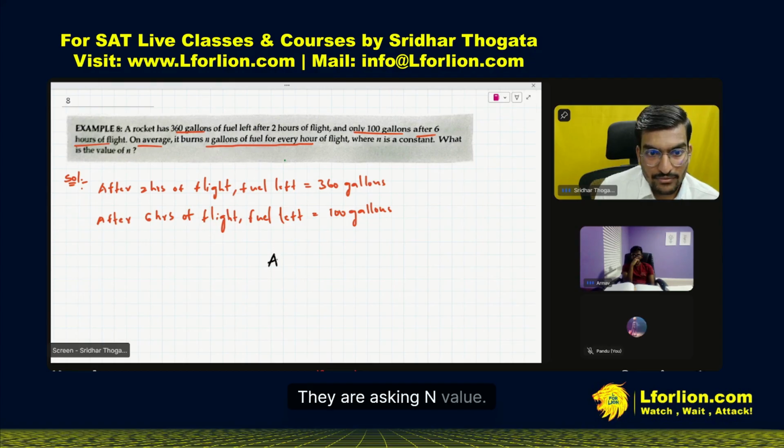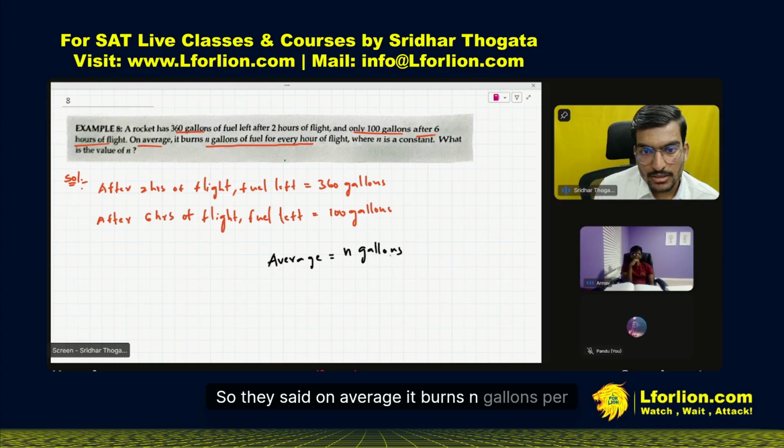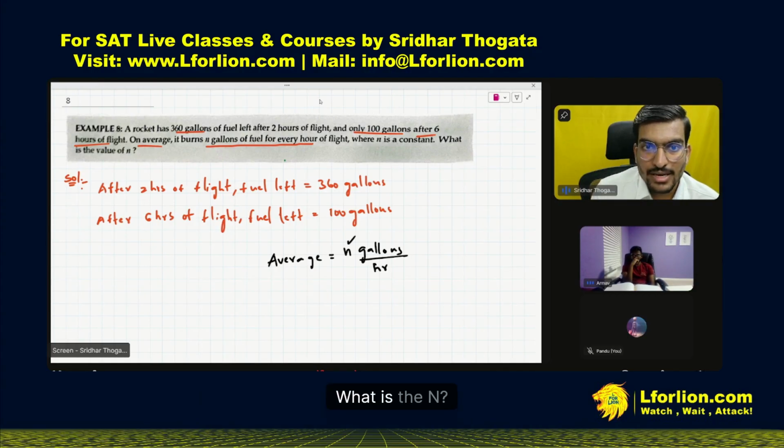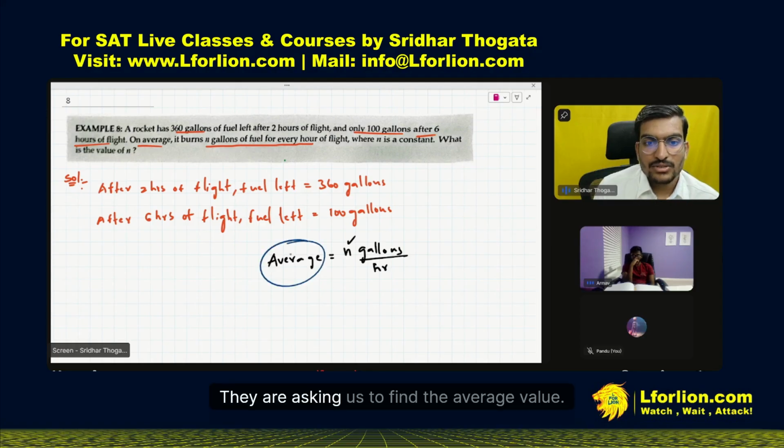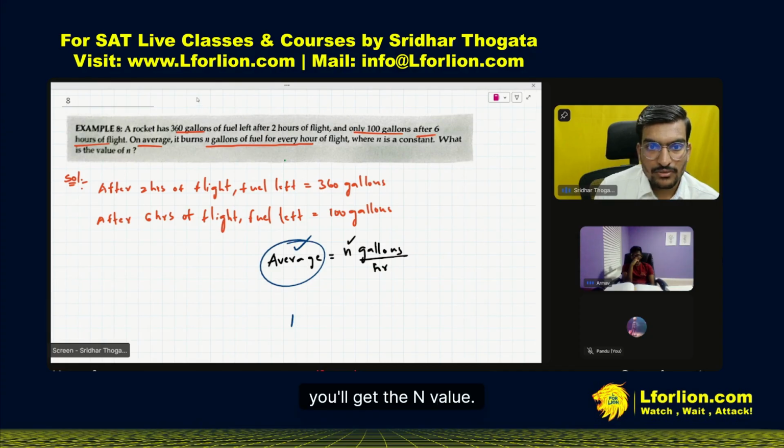They are asking for the n value. They said on average, it burns n gallons per hour. What is the n? What does it mean? They're asking us to find the average value. If you find the average, you'll get the n value. What is average? How to get the average?